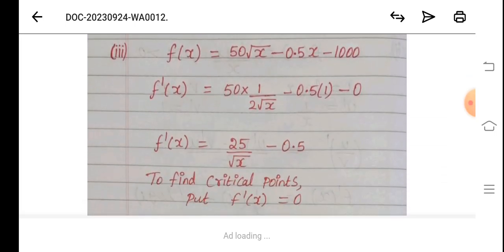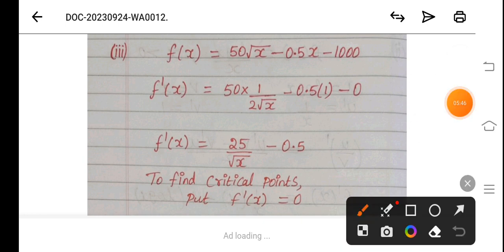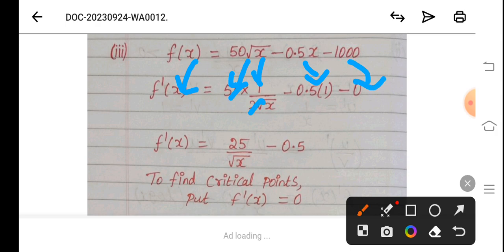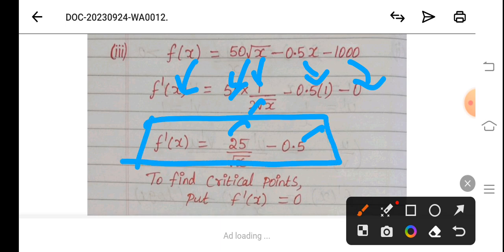Then the third subdivision, 50 root x minus 0.5x minus 1000. Do differentiation. 50 times root x differentiation is 1 by 2 root x, minus 0.5 x differentiation is 1, 1000 differentiation is 0. So cancel 2 and 50. So we get 25 divided by root x minus 0.5. So f dash of x is nothing but 25 by root x minus 0.5.